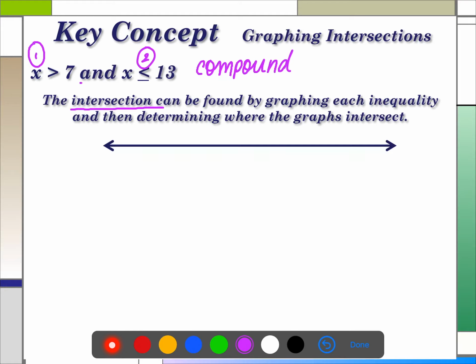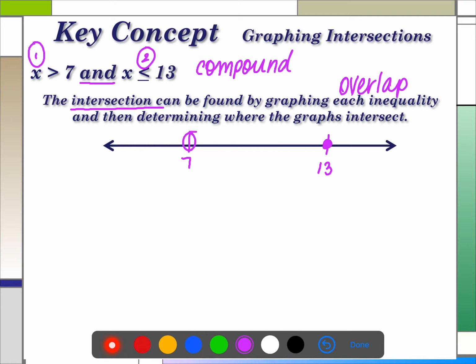Okay, this is also an intersection problem because there's a key word of "and." So we said the intersection, we're looking for the overlap. So we're going to graph both of these problems on the number line together. And you want to make sure that you put them in numerical order. So 7 goes here and 13 goes over here. 7 would have an open circle and 13 would be closed.